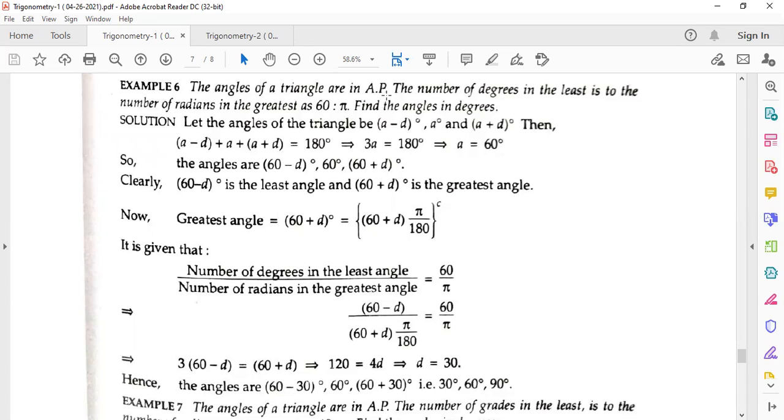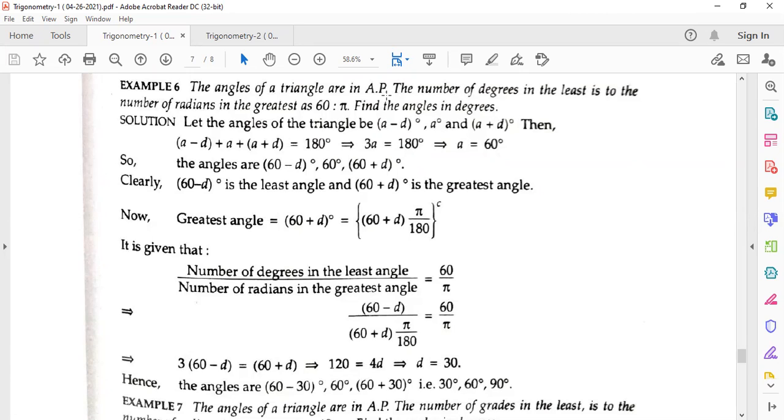If the problem is understood, let angles of the triangle be a minus d degree, a degree and a plus d degree, as they are in AP. Then adding them, we got the value of a equal to 60 degree. The angles are 60 minus d degree, 60 degree and 60 plus d degree. Clearly 60 minus d is the least angle and 60 plus d is the greatest angle.